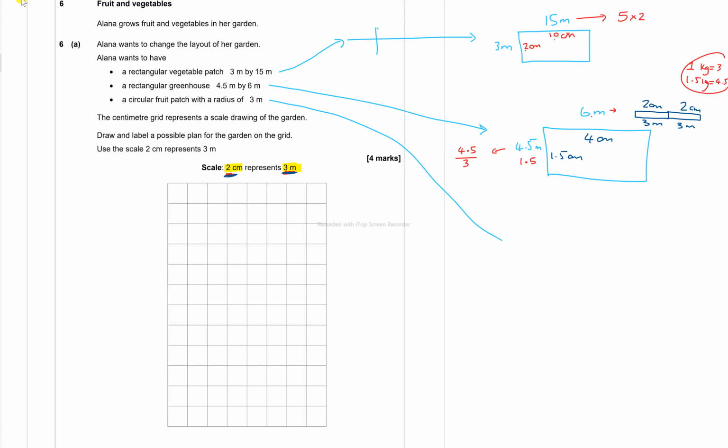Circular, okay, radius. Whoa, how do you draw that? Oh, right, that's interesting. They're expecting you to draw. So that's 3 meters. And we know 3 meters is a 2 centimeter thing. So we need to draw a circle for 2 centimeters. Let's try to draw this then. Did it say where? Okay, it could be anywhere. So they want you to draw.